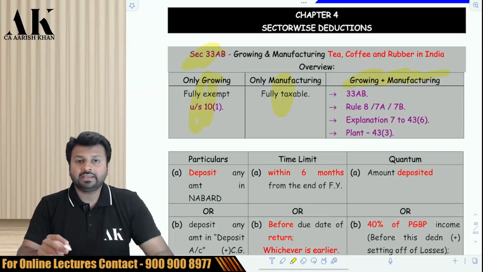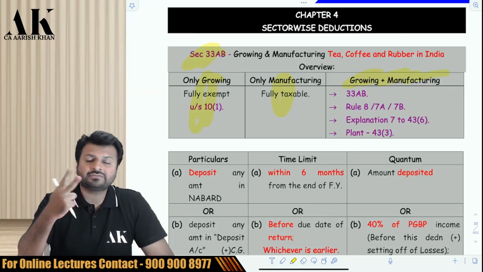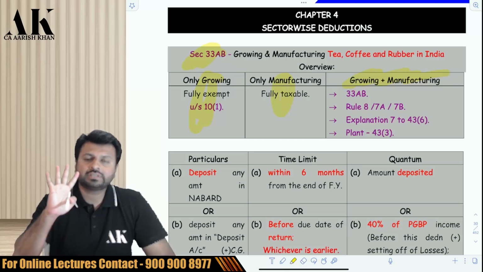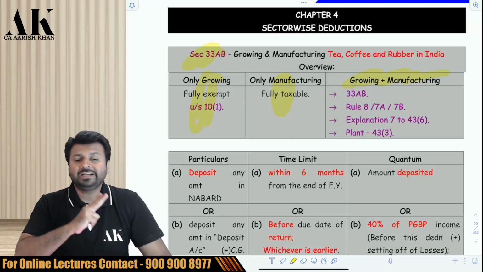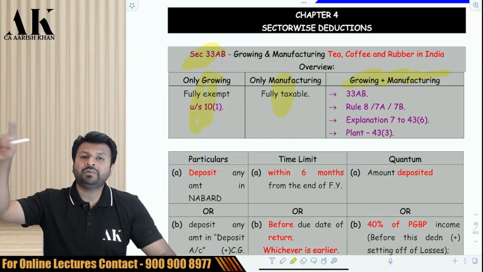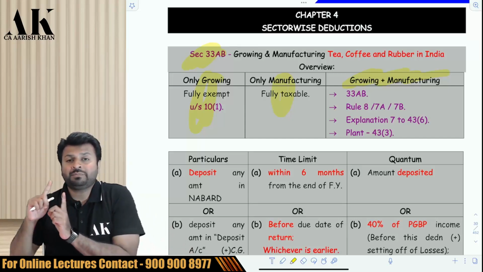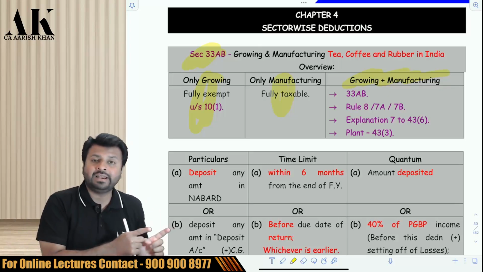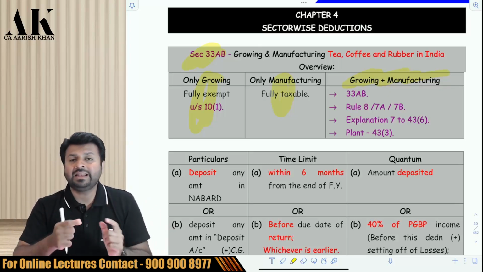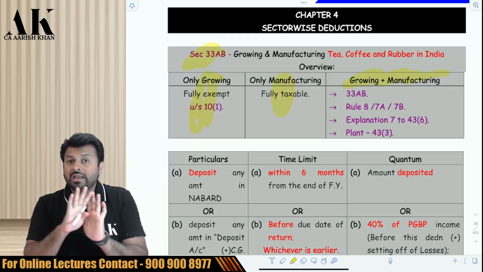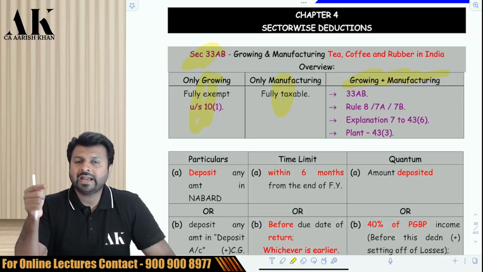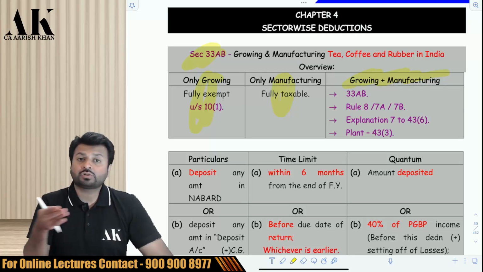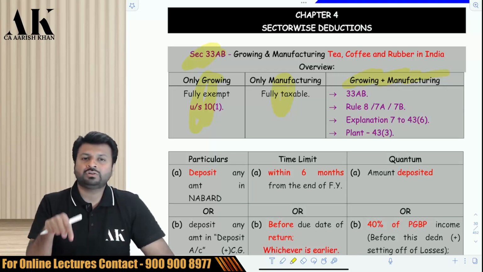But if the assessee is engaged in growing as well as manufacturing tea, coffee or rubber in India, then 4 sections are relevant. First, section 33AB. Second, rule 8, rule 7A and rule 7B of Income Tax Rules 1962. Third, Explanation 7 to section 43(6), which we have already done along with depreciation, whereby where your partial business is agricultural and partial is taxable, it is deemed that your entire business is taxable and the entire depreciation will be reduced from the block, and not only the taxable portion. This is something we have already done. And fourth is the definition of plant, which tells that plant excludes tea bushes because you already get a kind of deduction in section 33AB.